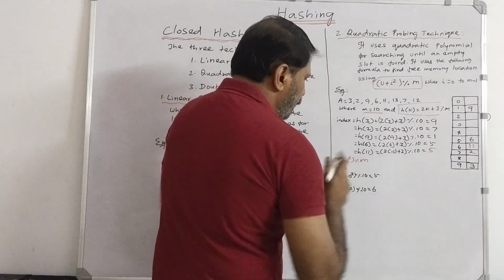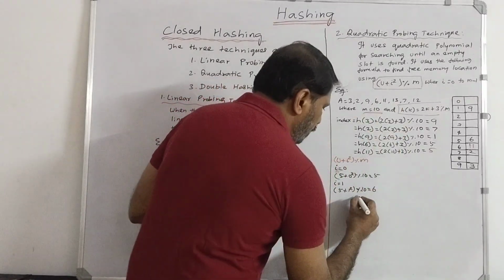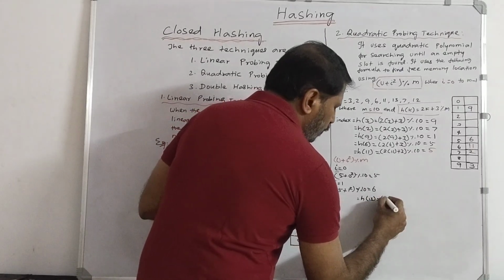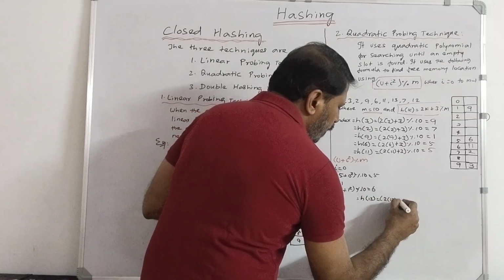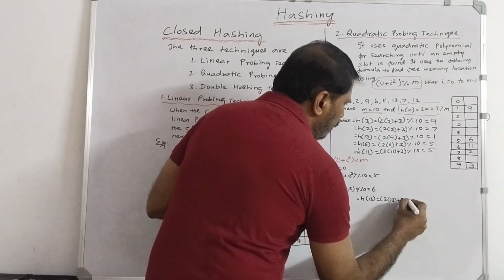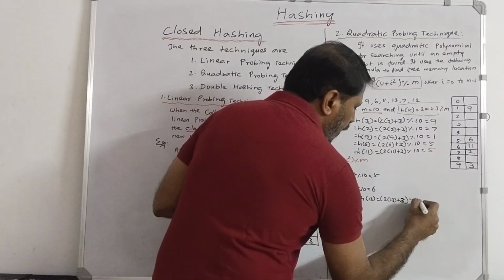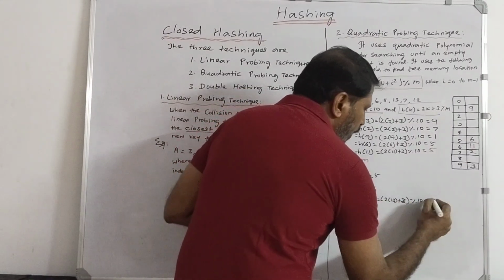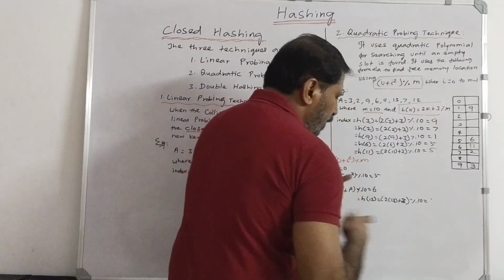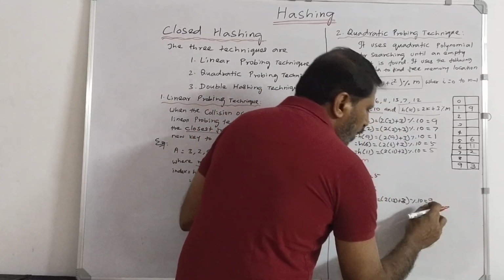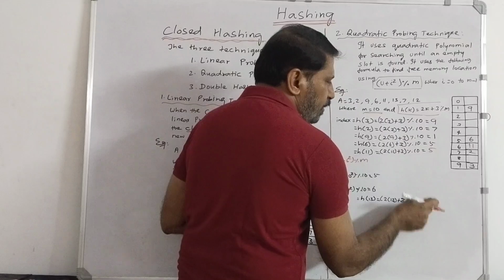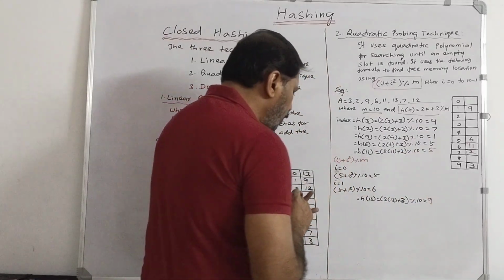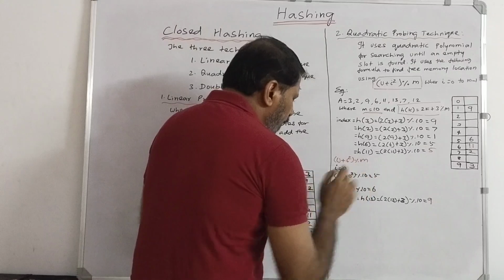So what is the next number? As usual we find h of 13. h of 13 equals 2 into 13 plus 3 modulo 10. 2 into 13 is 26, plus 3 is 29, so 9 comes. 9 means again the same index comes. This is also a collision problem. Whenever a collision problem comes, we use this same formula here.